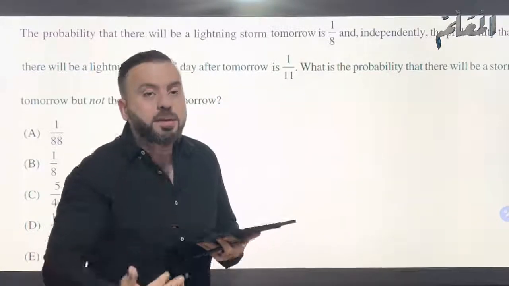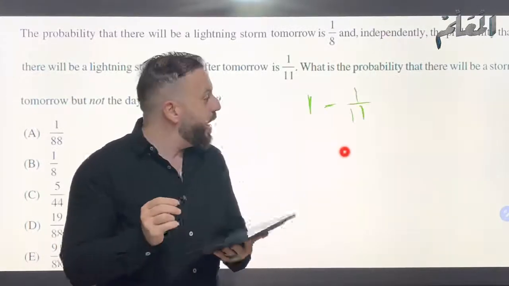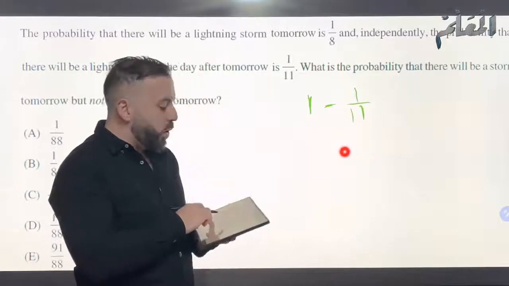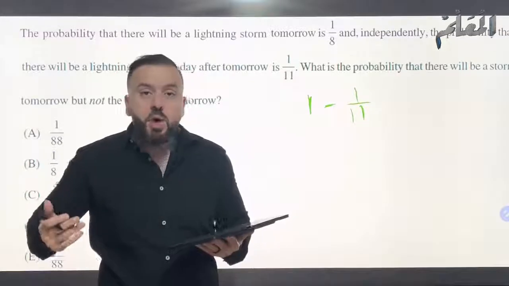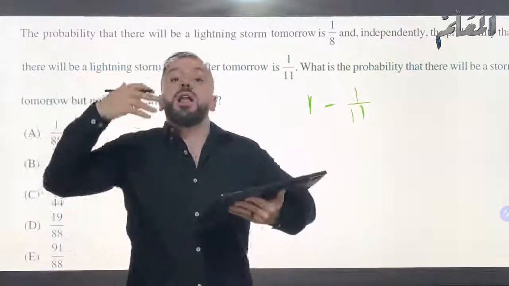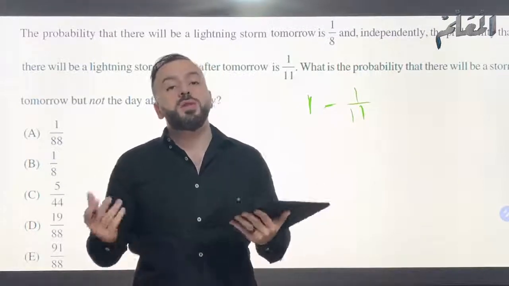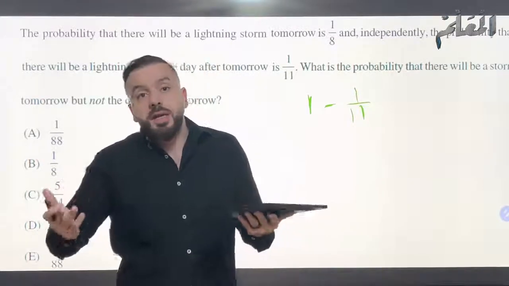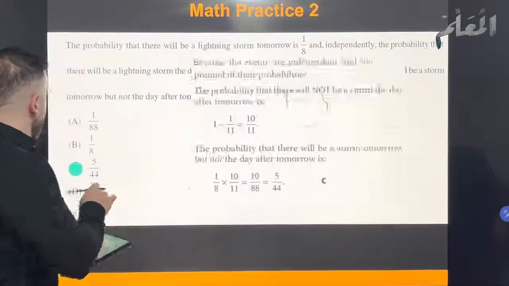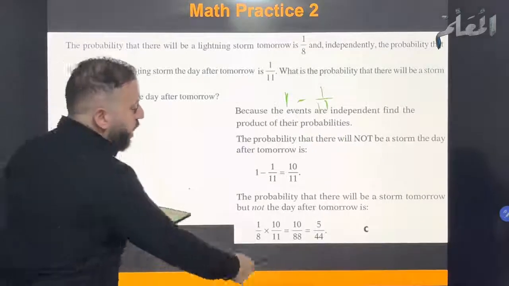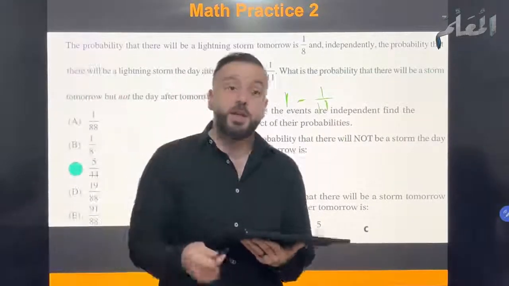Not means the complement. And if you want to calculate the complement, that means 1 minus 1 over 11. So in this case, 1 minus 1 over 11 is equal to 10 over 11. So the intersection of a lightning storm tomorrow and no lightning storm the day after tomorrow is 1 over 8 multiplied by 10 over 11. So what will be the answer? Of course, that's going to be 5 over 44. So check, it's 10 over 11. Okay, see you in the last question.